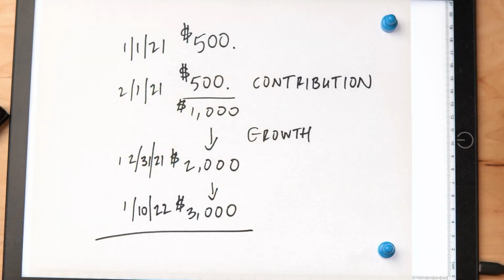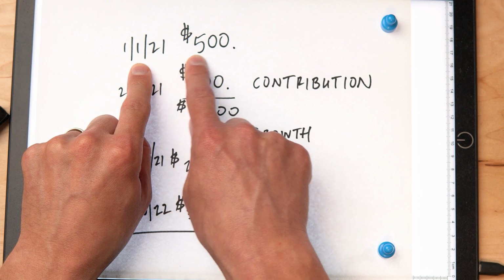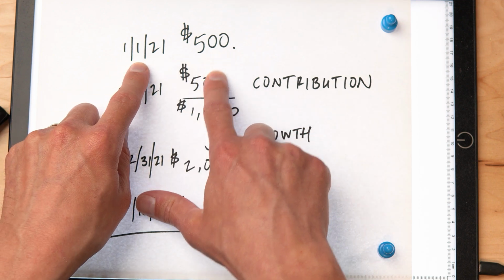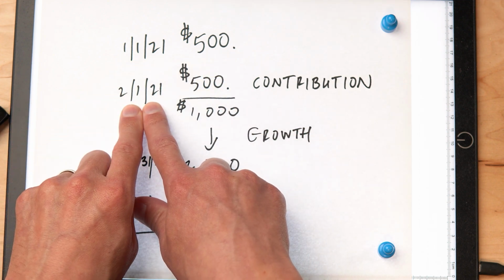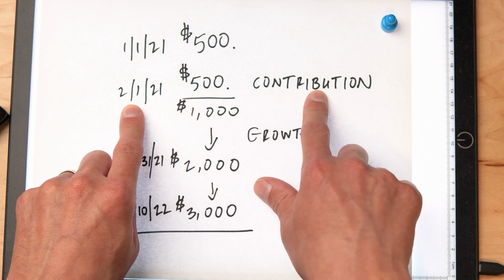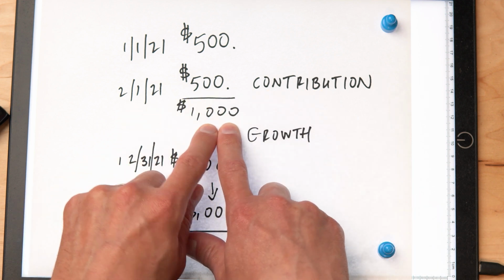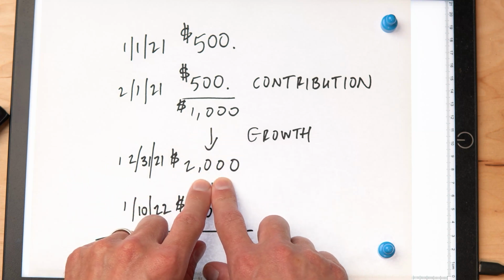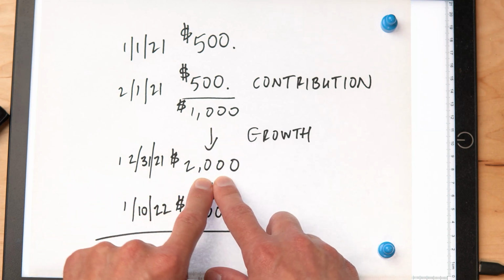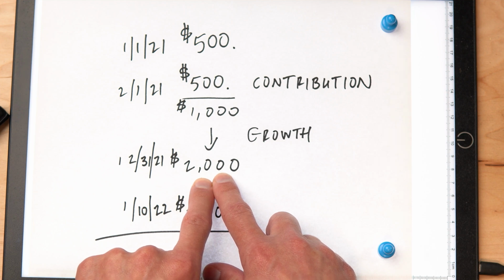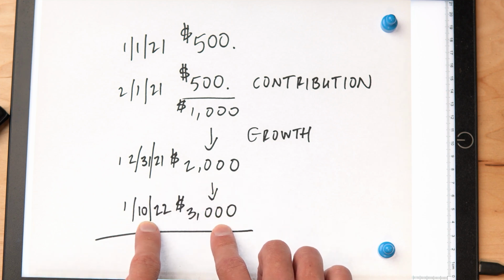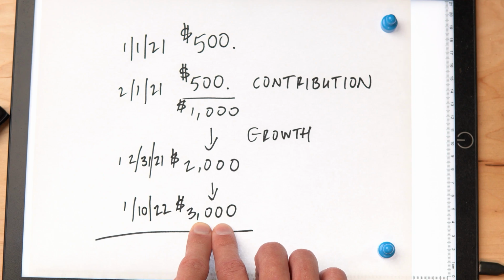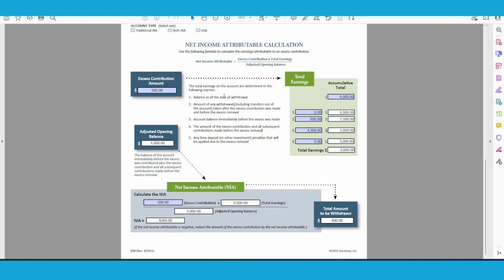Now we're gonna go through example number 2, and let me go ahead and pull it up on the screen for you. So on January 1st, 2021, I'm keeping that number the same, $500. It also did not grow. So on February 1st, 2021, we made an additional contribution, $500, total balance $1,000, same math. This is growing to $2,000. And then we're realizing our mistake on January 10th, 2022, but we had another $1,000 in growth. So let's go ahead and walk through this on the screen.